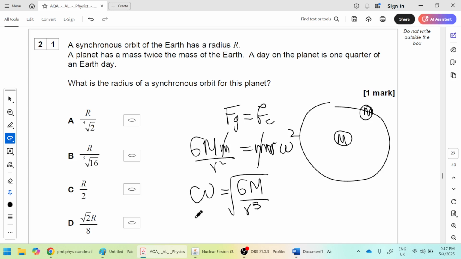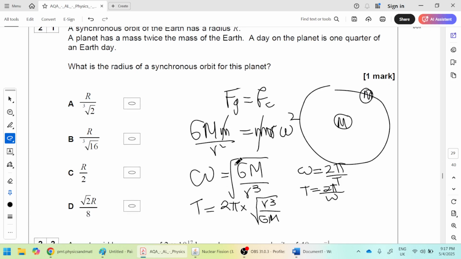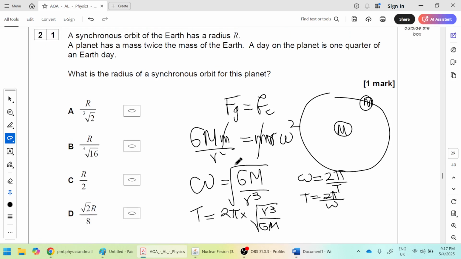Omega is equal to 2 pi over T. So you're going to have to do some math here. Omega is equal to 2 pi over T. So T is equal to 2 pi over omega, which is equal to 2 pi into the inverse of this, r cubed over GM. You can do that whichever way you want, as long as you get an equation for T. Or do we want an equation for r? Interesting. Anyway, radius.